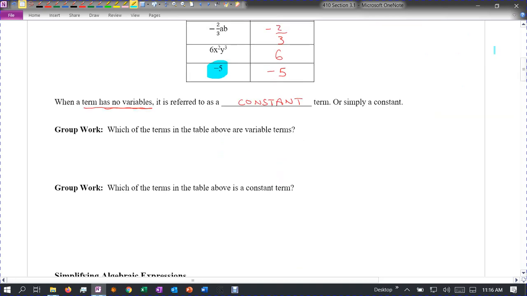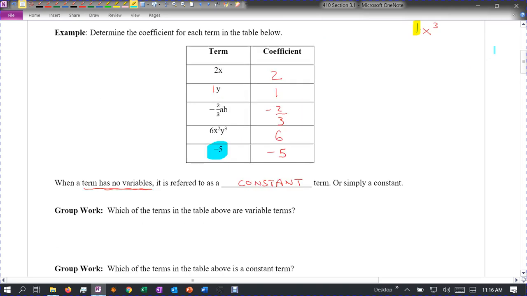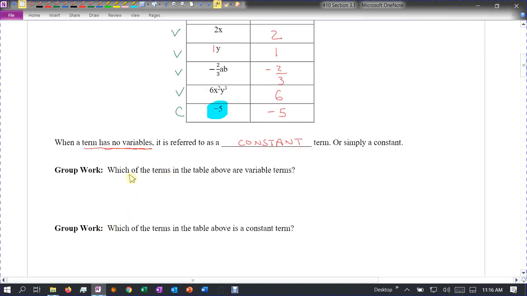Okay, so in this group work it says which of the terms in the table above are variable terms. So let me just label these. This would be a variable term because it has an x in it. This is a variable term because it has a y in it. This is a variable term because it has a and b in it. Those are both variables. This one has x squared and y cubed. That's a variable term. And then this one is a constant term because there's no variable. So that's how we could answer the group work for both of these questions.